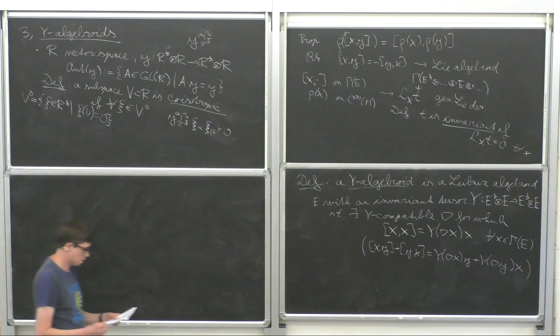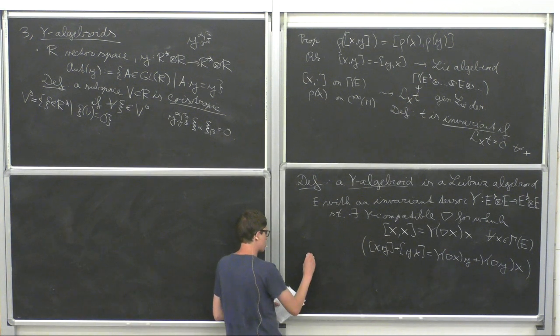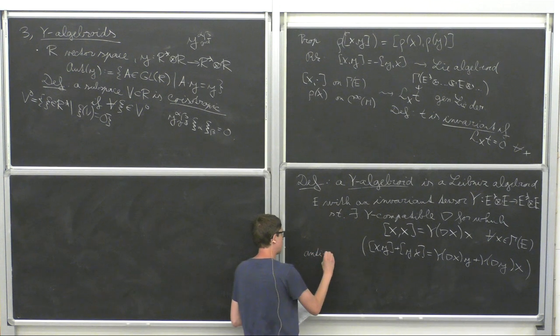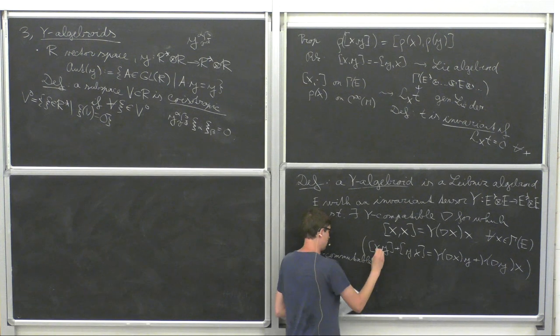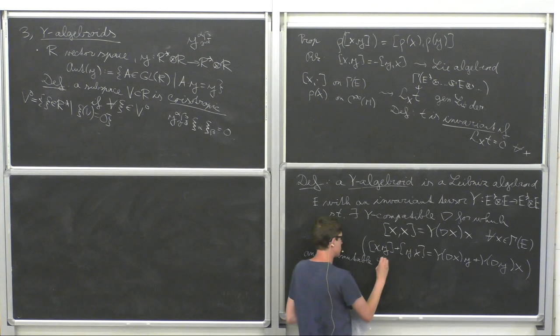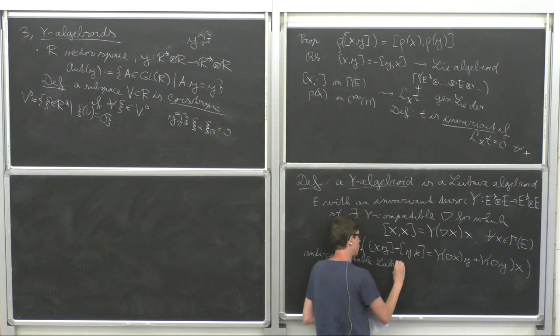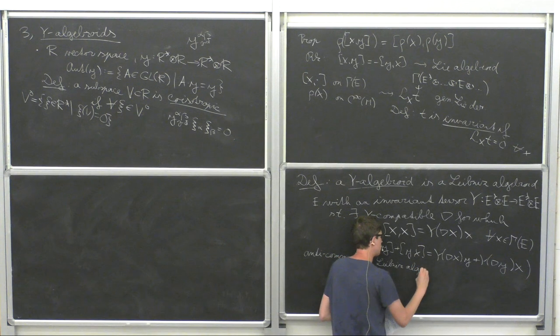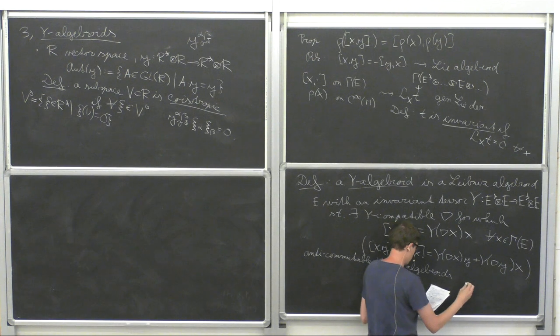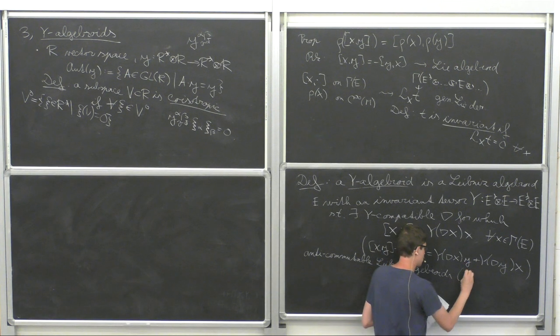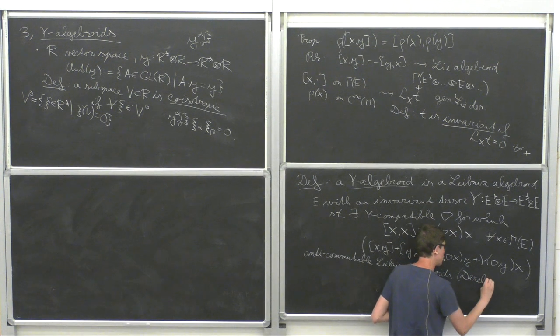Okay, so I should maybe mention that there have been similar objects defined in the literature. There is something called anti-commutative Leibniz algebroids, which is almost this definition, but there are no invariance properties. This is recent work by Derelli and the one.